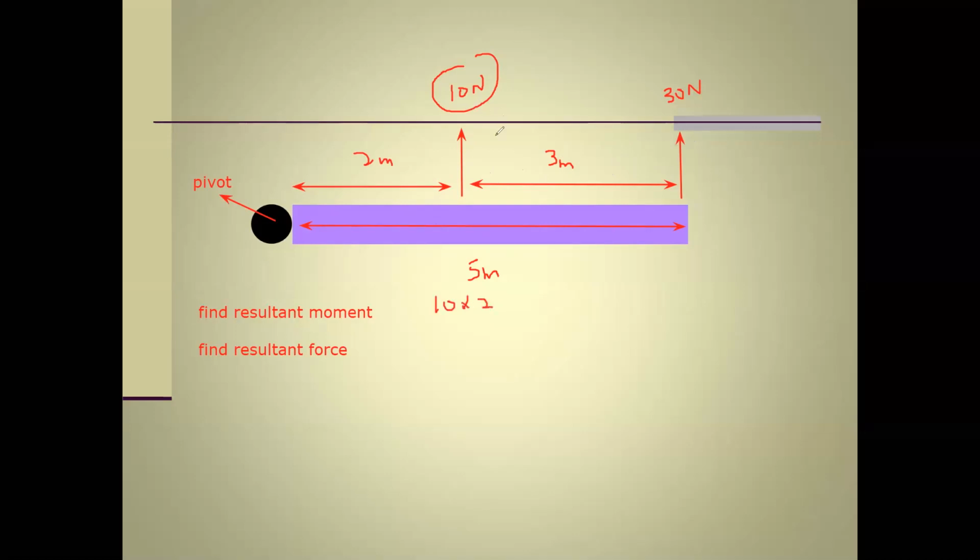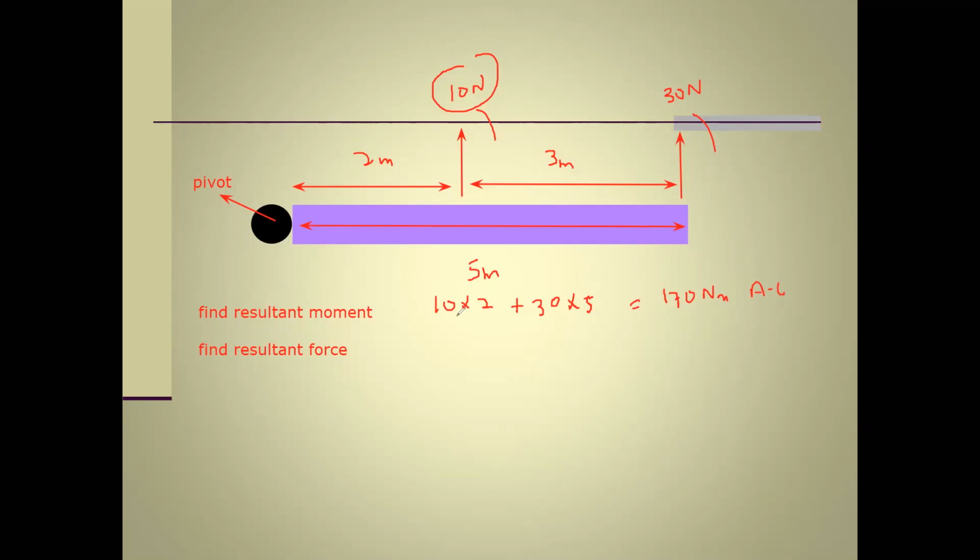And because both moments are in the same direction, you will add: 10 multiplied by 2 plus 30 multiplied by 5. So 10 multiplied by 2 is 20, 30 multiplied by 5 is 150. When you calculate, it will be 170 Newton meter and the direction will be anti-clockwise, because both moments are anti-clockwise, so the direction of the resultant is also anti-clockwise.